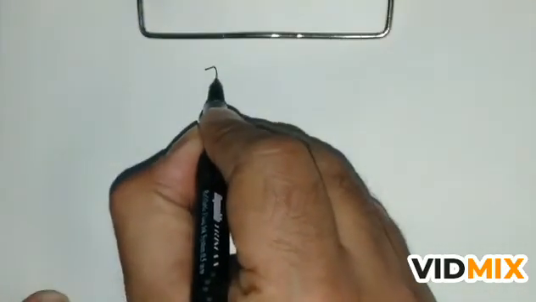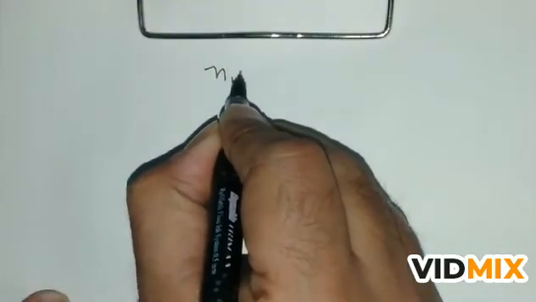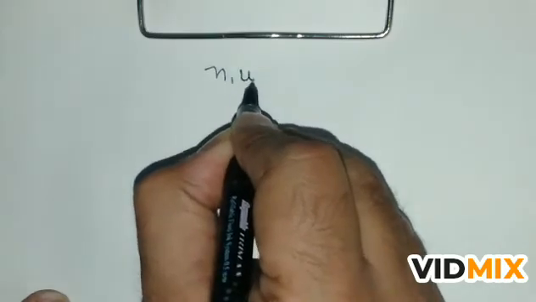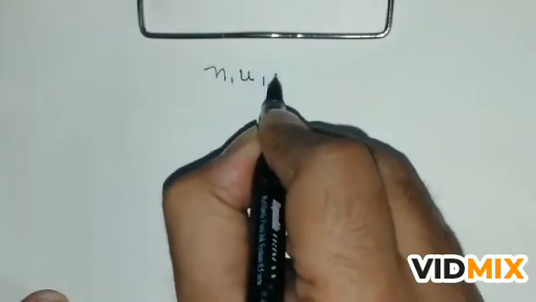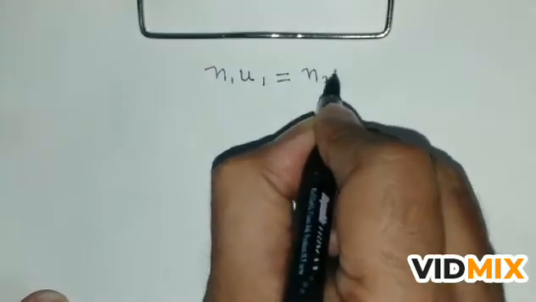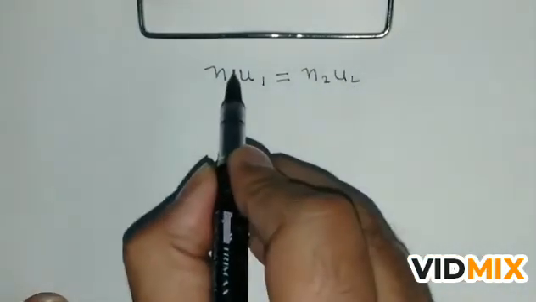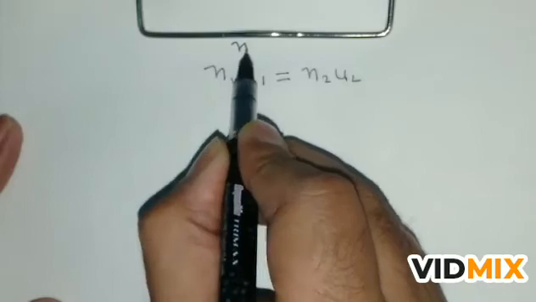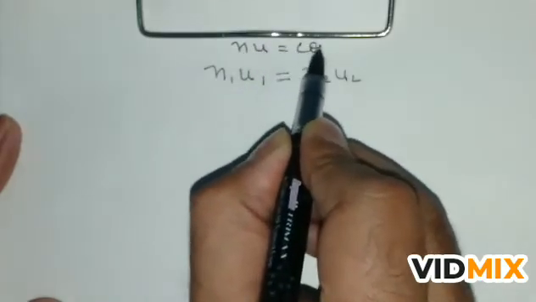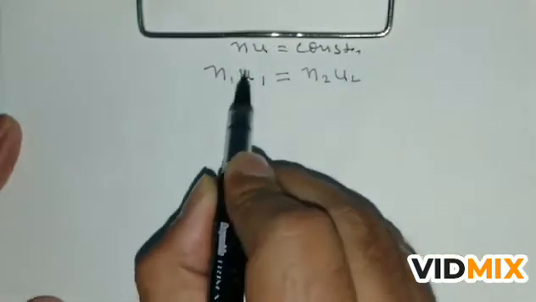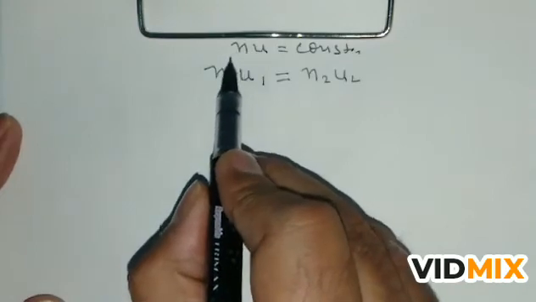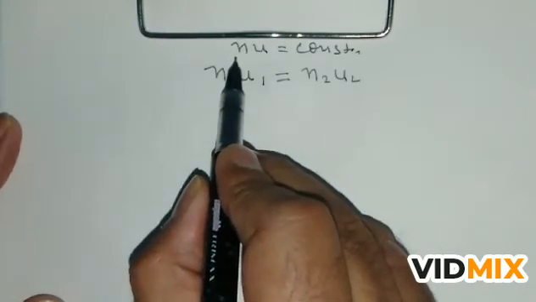Suppose N1 U1 is equal to N2 U2. Now what is N and U? NU is equal to constant. What does it mean? I told you that N is the numerical value and U is the unit.